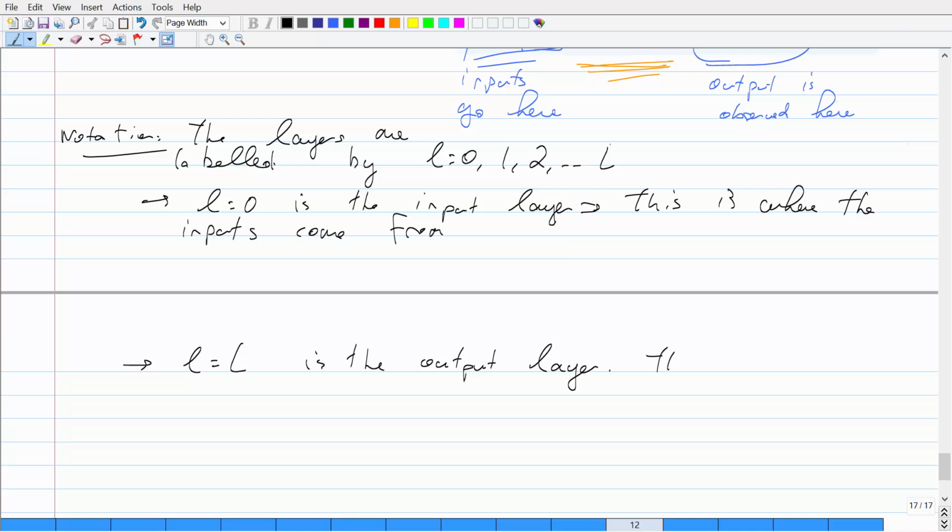So this contains the predicted values given the inputs from the input layer.